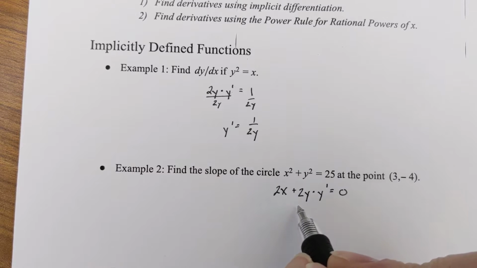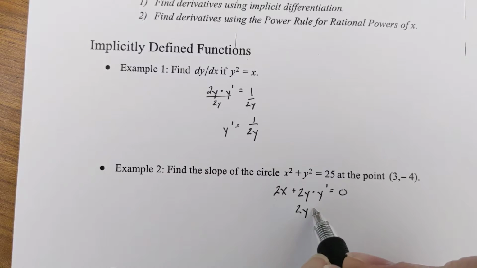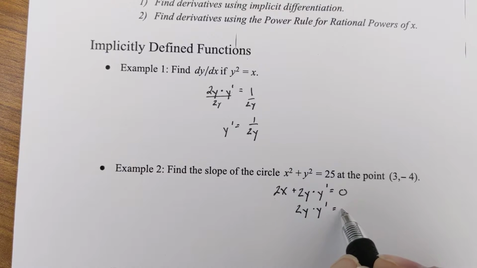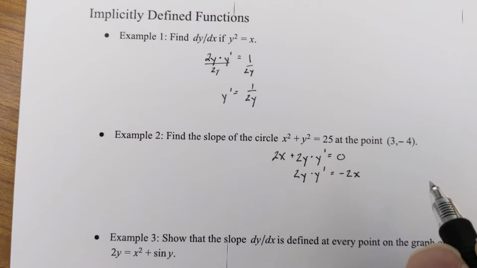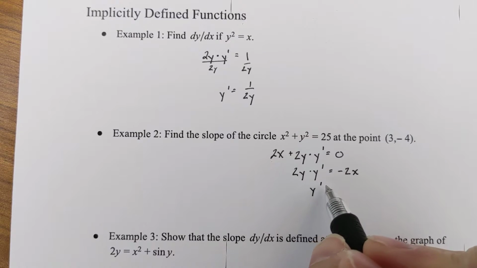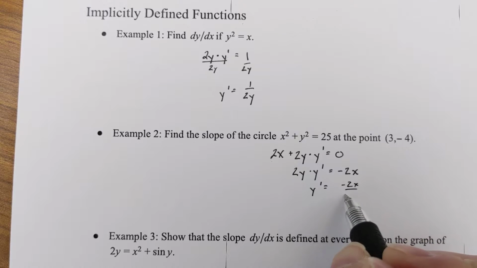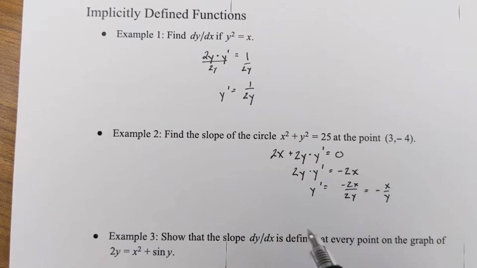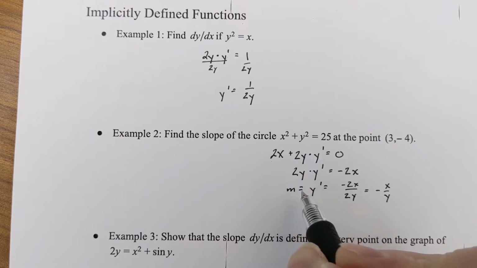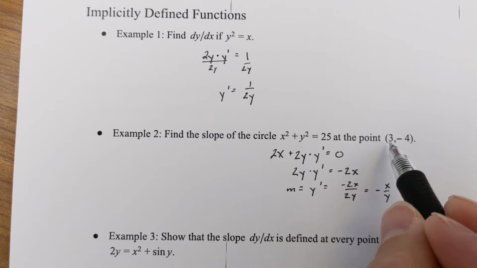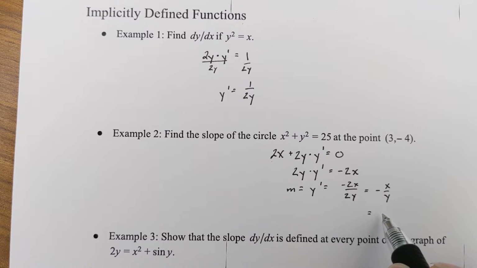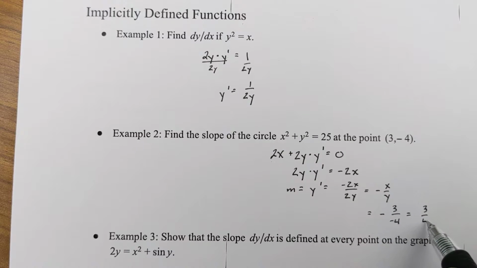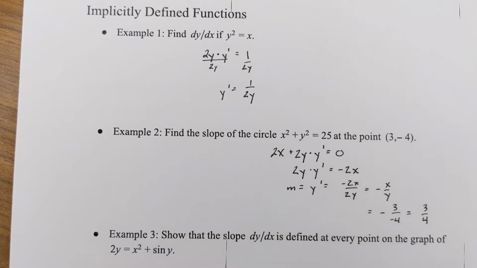So solve for y prime, so I need to move the 2x across. So 2y, y prime is equal to negative 2x. Then divide everything by 2y, so negative 2x over positive 2y, so this is negative x over y. So that's the same thing as m. My point is 3, negative 4, so this becomes negative 3 over negative 4, which is just positive 3/4.